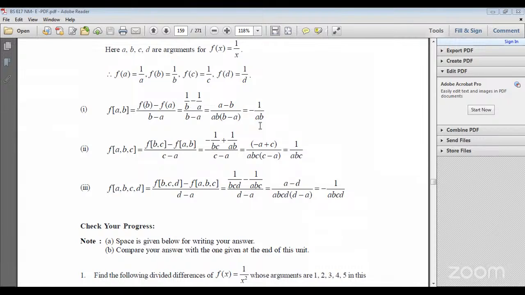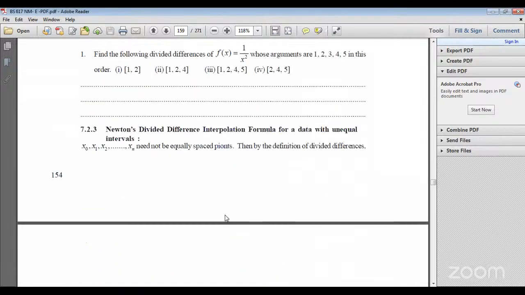f of BC minus f of AB by C minus A, minus 1 by BC plus 1 by ABC minus A plus C, that's simplifying here. So f of ABC by C minus A is 1 by ABC. We are taking f of ABCD, f of BCD minus f of ABC by D minus A, f of BCD minus 1 by ABCD minus A, minus 1 by ABCD. This one I'm taking here. Check your progress, I'm taking here also.